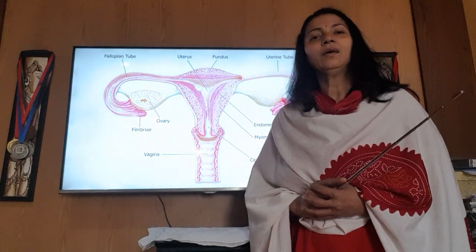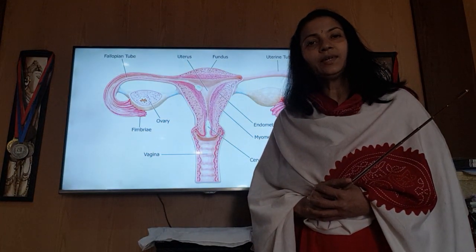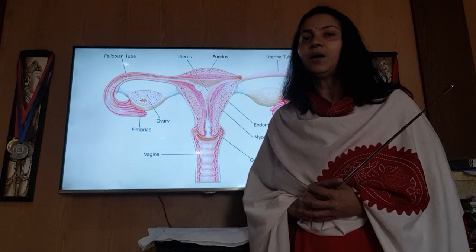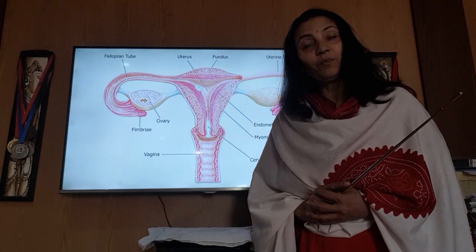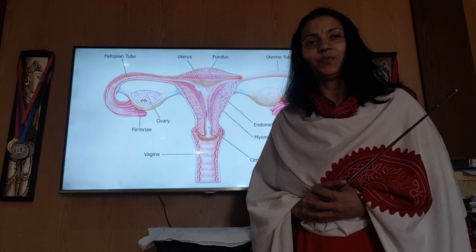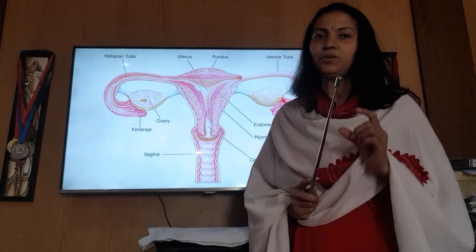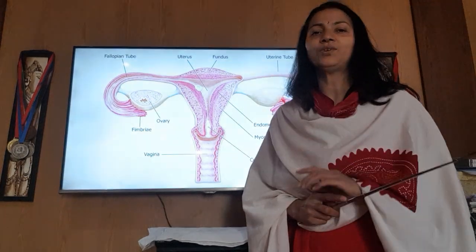Nullipara means a woman who has not yet born a child. यानी अभी तक जिसका बच्चा नहीं हुआ, that person is called, female is called nulliparous. Okay? तो हम वही जो है उसे हम normal लेके चलते हैं.